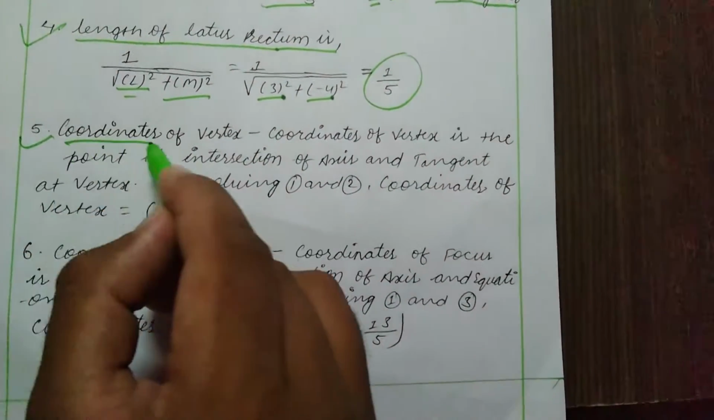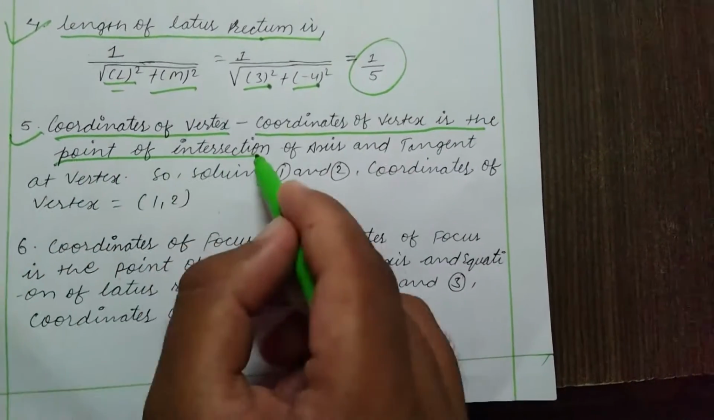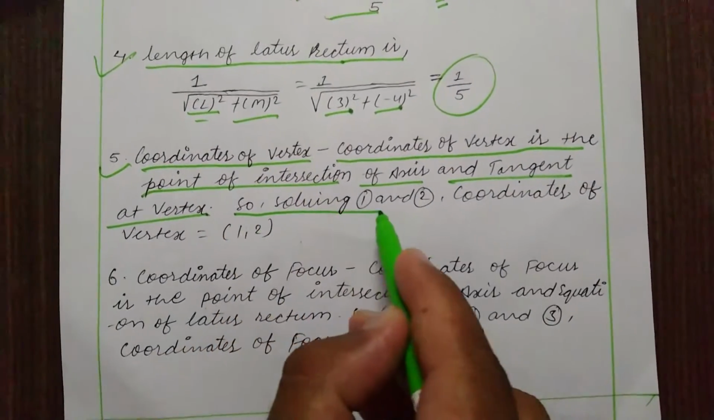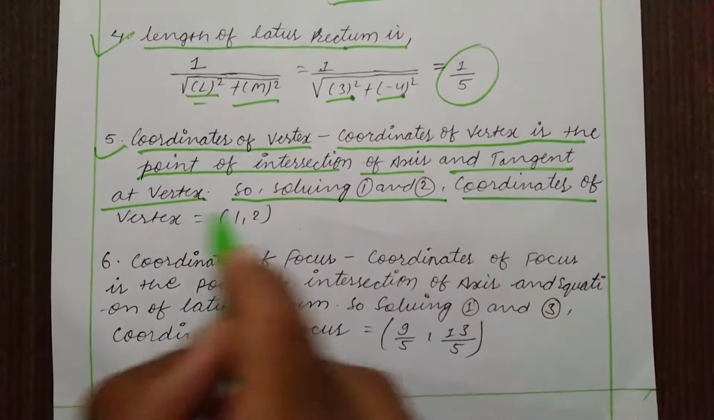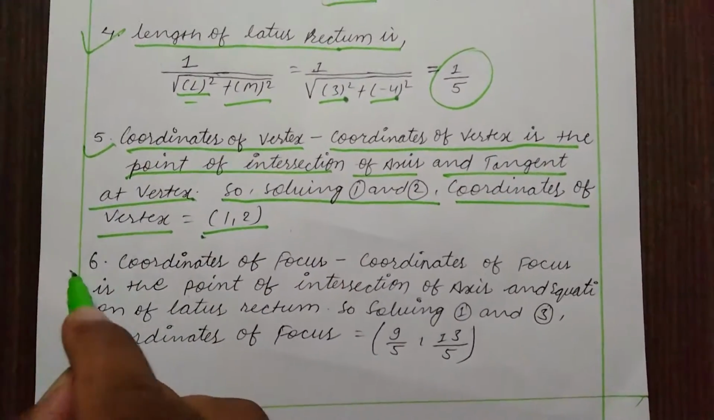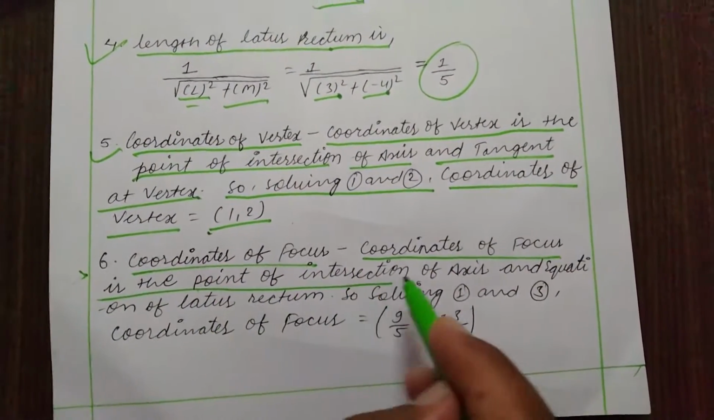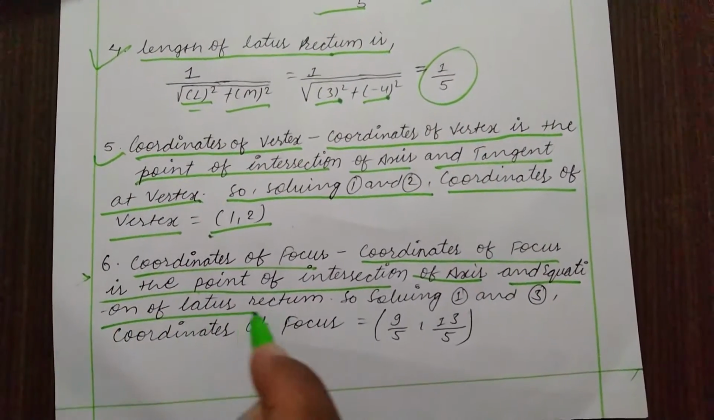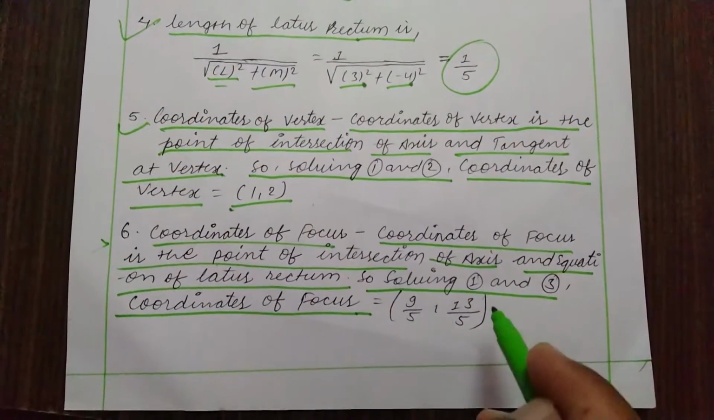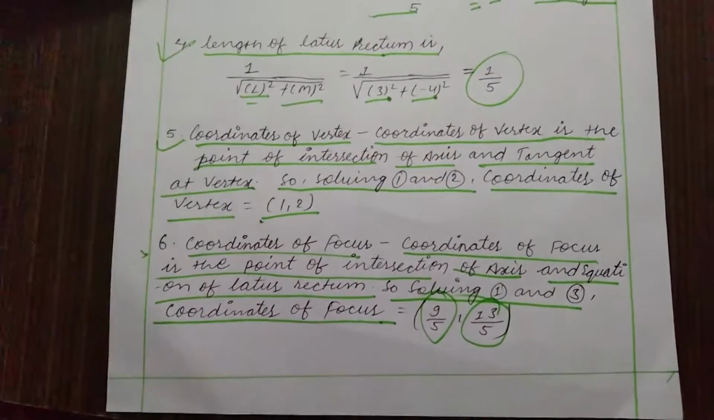Number 5, coordinates of vertex. The coordinates of vertex is the point of intersection of axis and tangent at vertex. So solving equations 1 and 2, the coordinates of vertex equals (1 by 1, 2). Number 6, coordinates of focus. The coordinates of focus is the point of intersection of axis and equation of latus rectum. So solving 1 and 3, the coordinates of focus equals (9 divided by 5, 13 divided by 5).